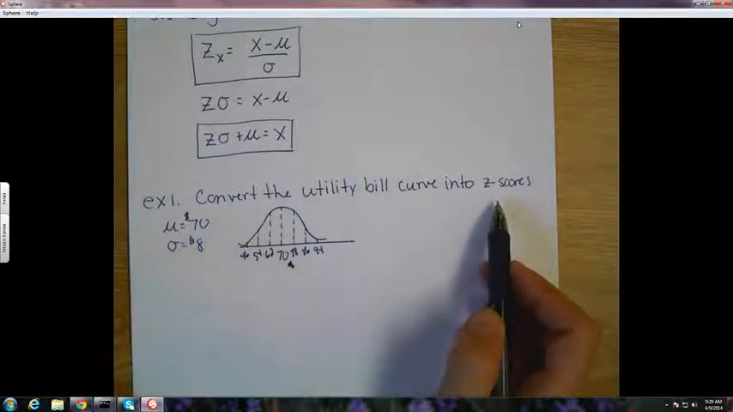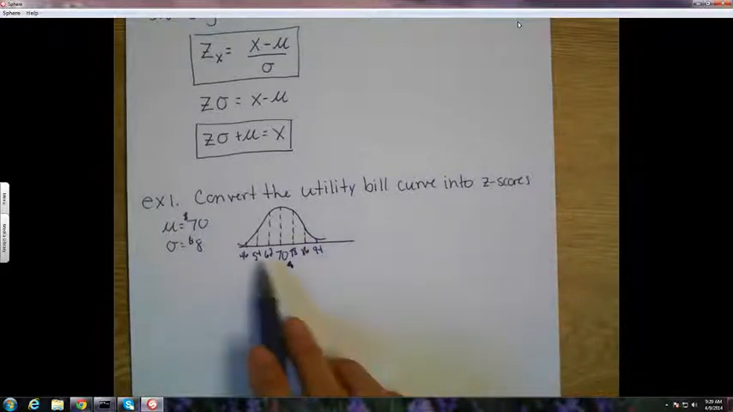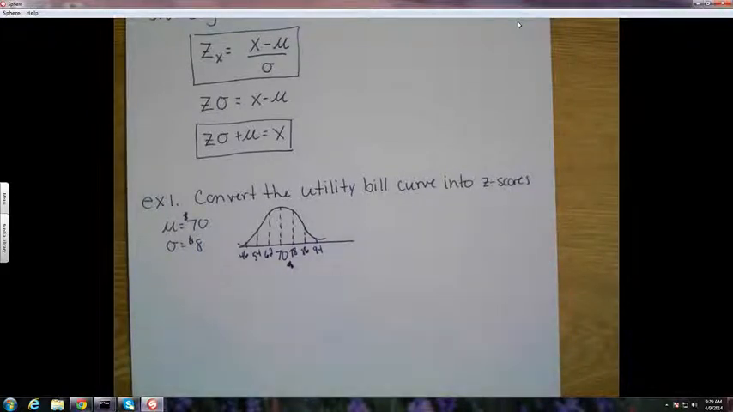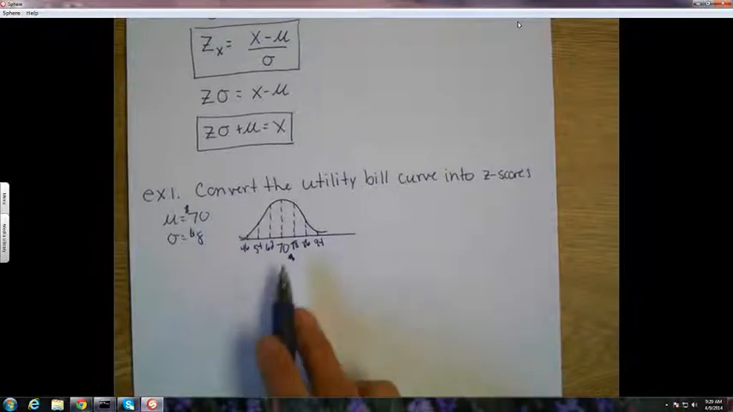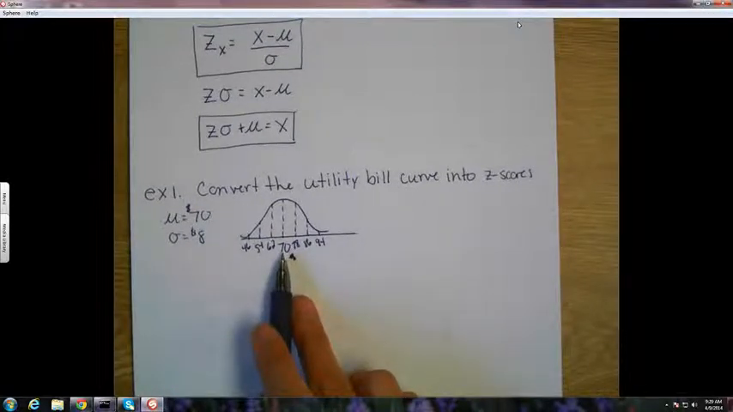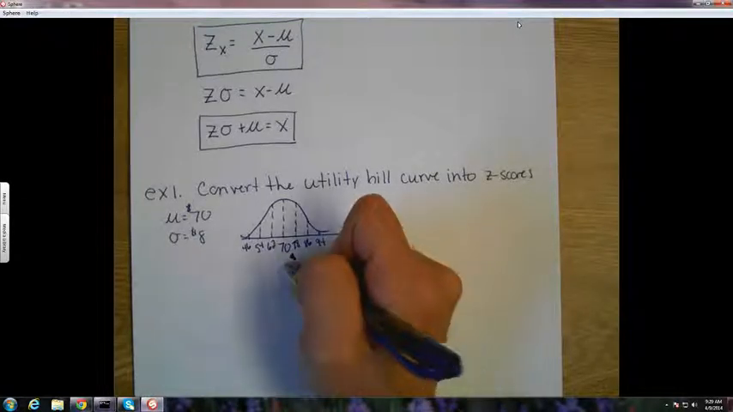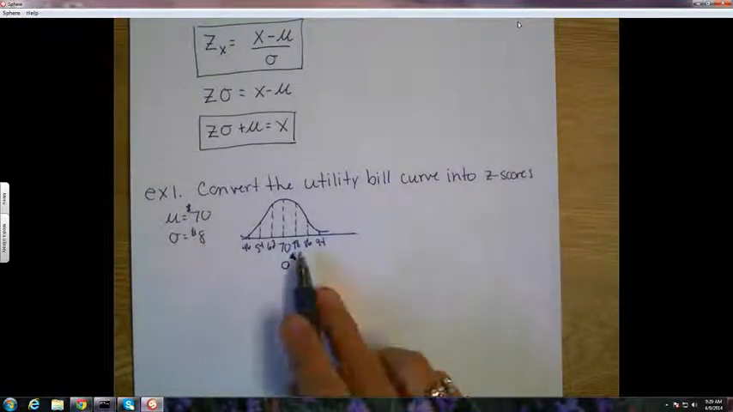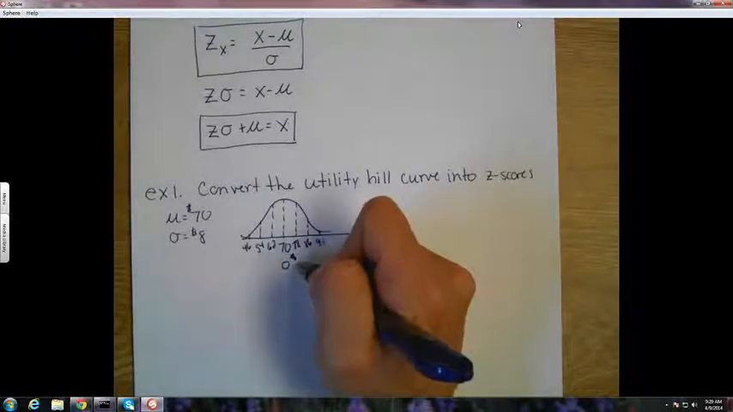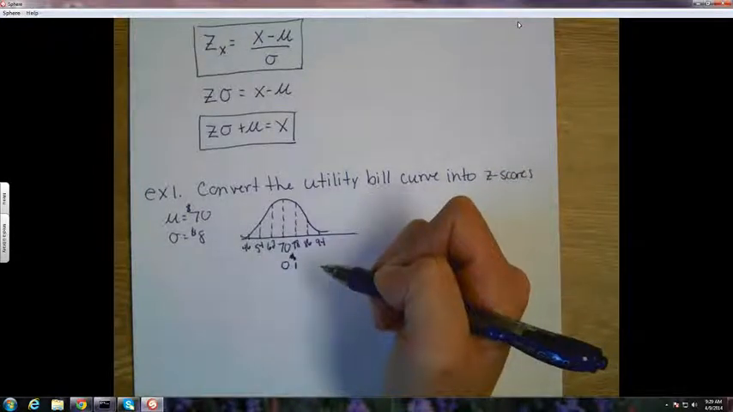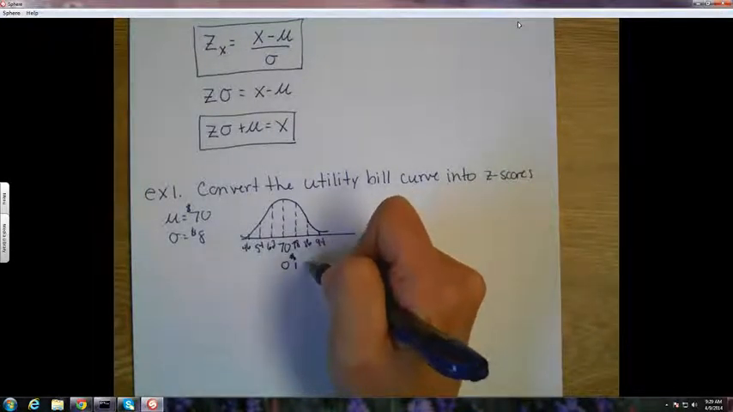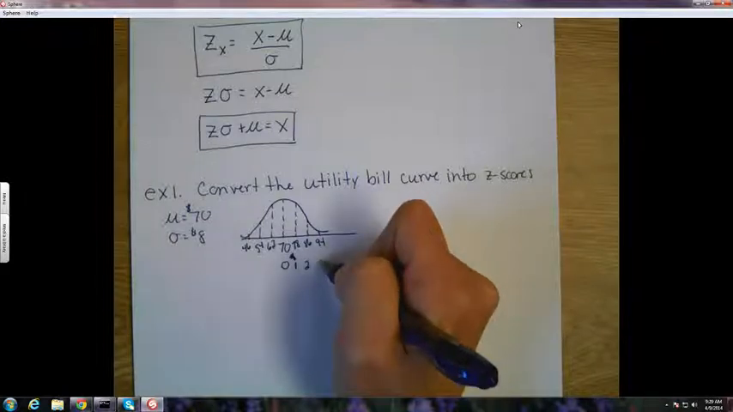And this should not be very difficult. In other words, I want to turn these 7 key values into z-scores. You shouldn't have to use the formula here. It should be common sense. What is the z-score for 70? 0, because it's right on the mean. It's not away from the mean. What's the z-score for 78? How many standard deviations away from the mean is it? Not even 1. 86 is 2 away, and 94 is exactly 3 away.